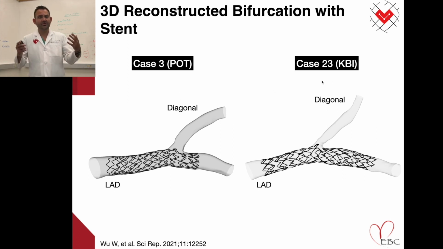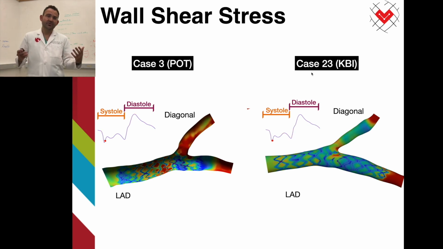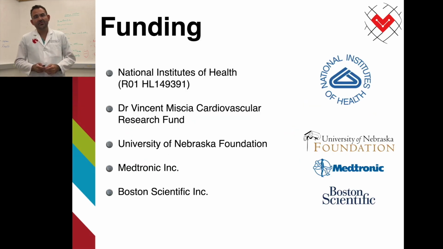Again, those are patients who had one stent technique post-dilated with either POT or KBI. And then we calculate the flow distribution and the shear stress in POT versus KBI. Here we talk about different patients, different geometries, but definitely we have the opportunity to compare the flow distribution between two different post-dilatation techniques.